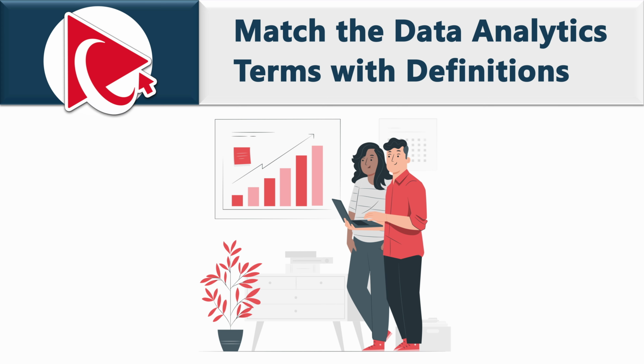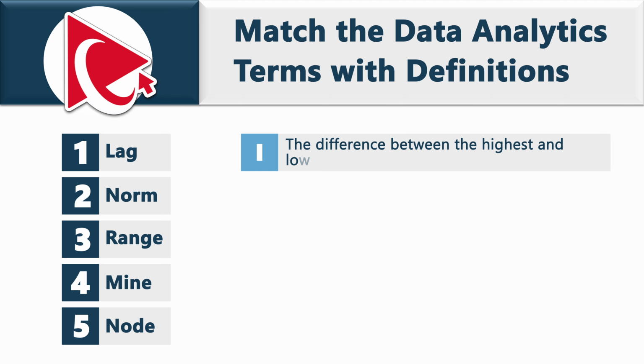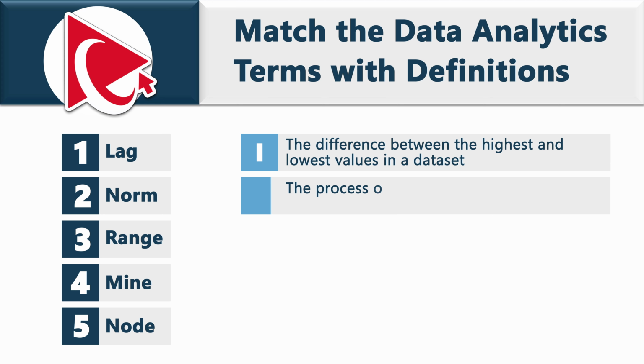The terms are number 1, lag, number 2, norm, range, mean, and node. And the definitions are presented by Roman numerals. The first definition is the difference between the highest and the lowest values in the dataset. The second definition is the process of analyzing large sets of data to find patterns.